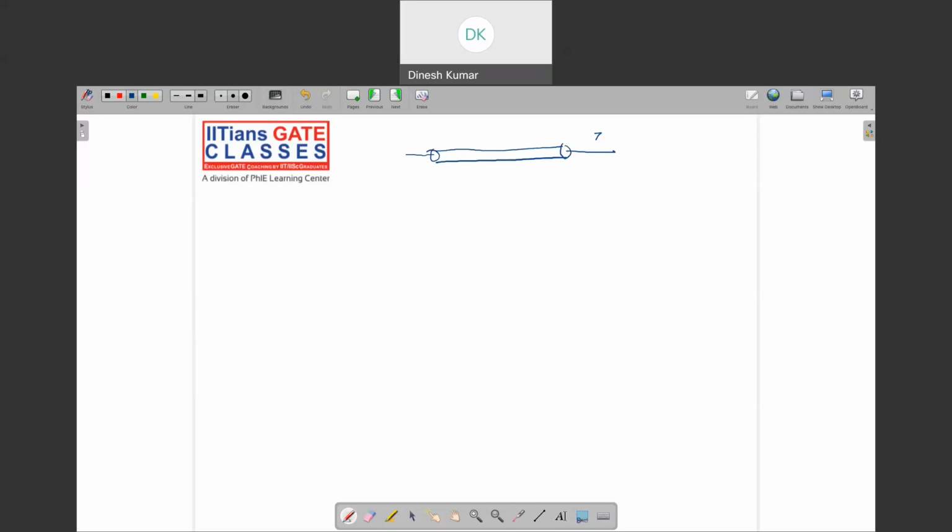So we assume that ZL is equal to, sorry, a surge is actually coming here of 1 volt. Then here the gamma L is 1 and gamma G is 1. Okay.